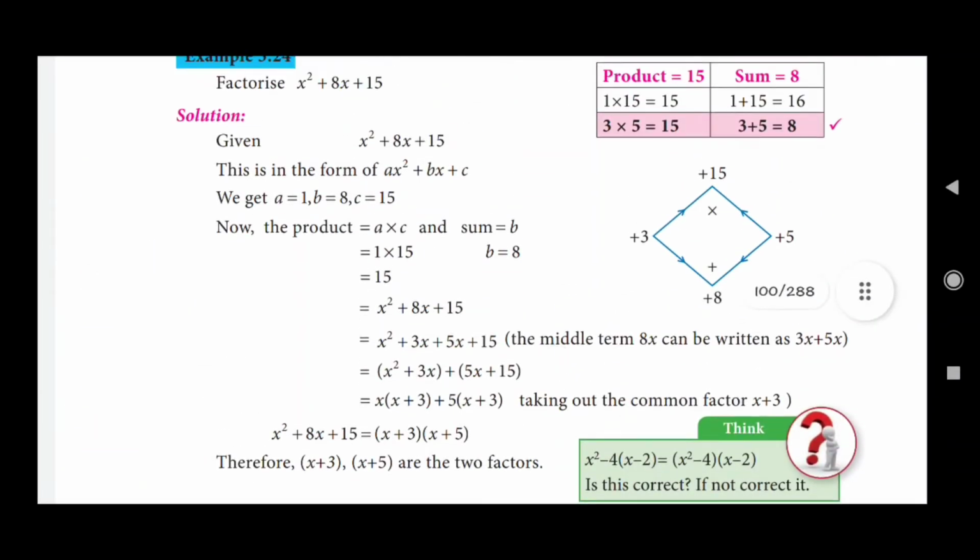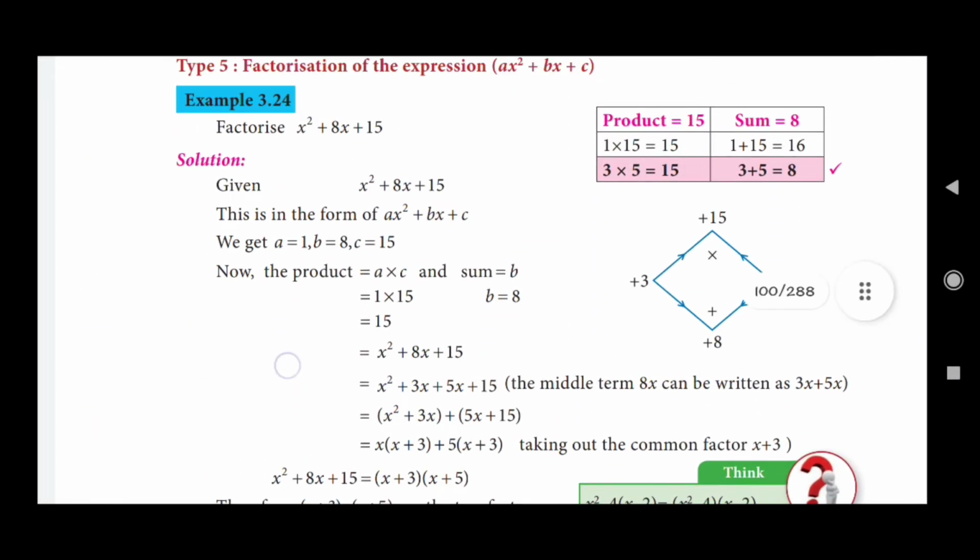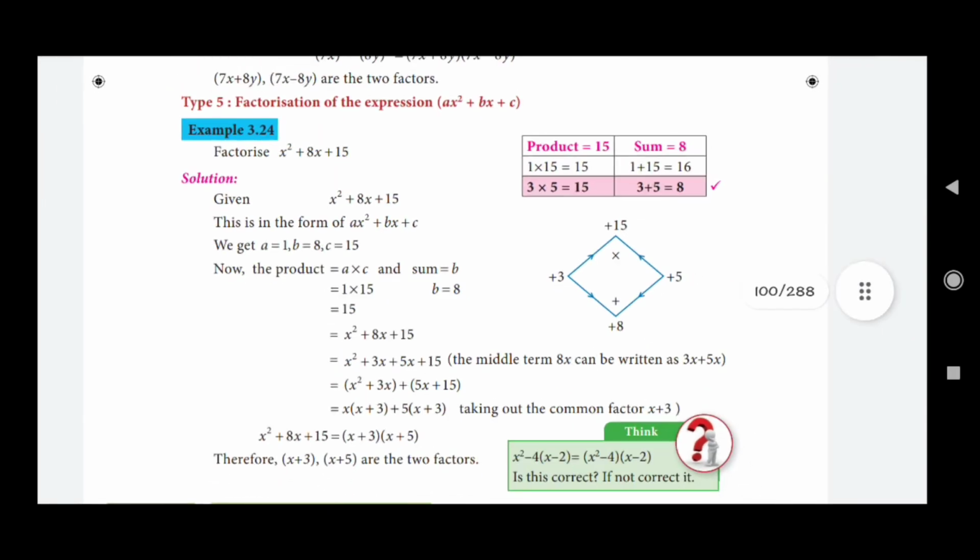If it's not coming, we need to take what? Product of a into c and sum b. Product of a into c and b. Already we have seen this in the previous video, the second midterm revision video. So you go through that video also, then practice these sums.